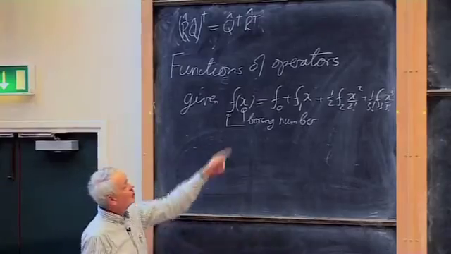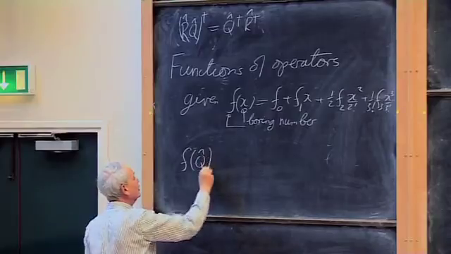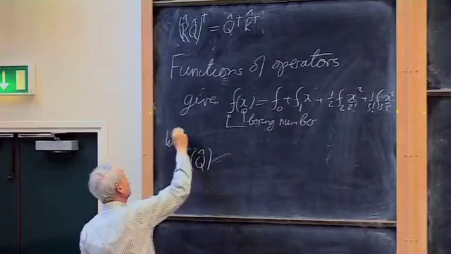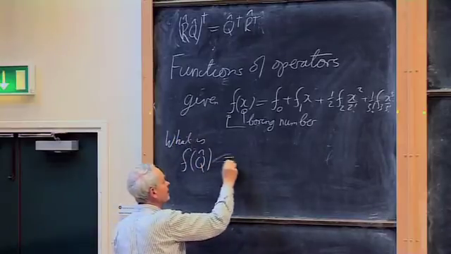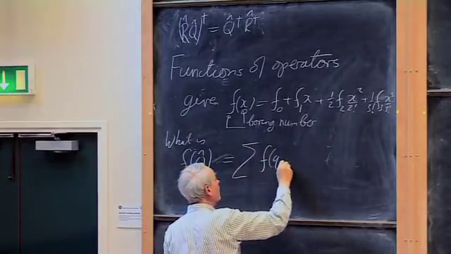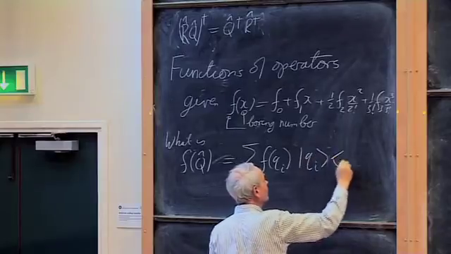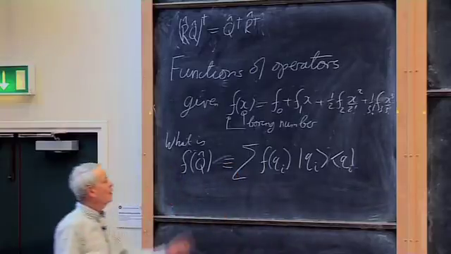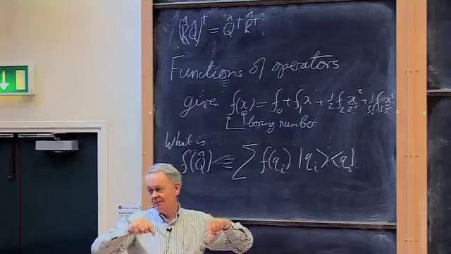Okay, so we're given this function. Now we want to know what f of q is, right? What is it? The answer to that is this. It's the sum over i of f of qi times the projector onto the eigenket, |qi><qi|. So this is the definition. When we say a function of an operator, this is what we mean.